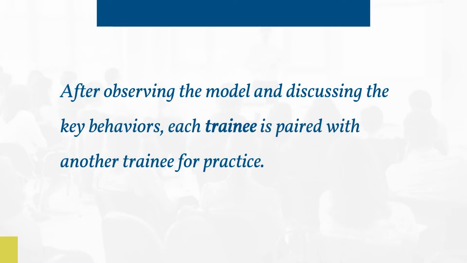After observing the model and discussing the key behaviors, each trainee is paired with another trainee for practice. Each group is given a situation and a message to communicate. The trainees take turns trying to get their ideas across to each other using key behaviors. Each trainee is expected to provide feedback regarding the partner's use of key behaviors. The trainer also observes and provides feedback to each group. Before leaving training, the trainees are given a pocket-sized card with key behaviors, which they can take back with them to their jobs.